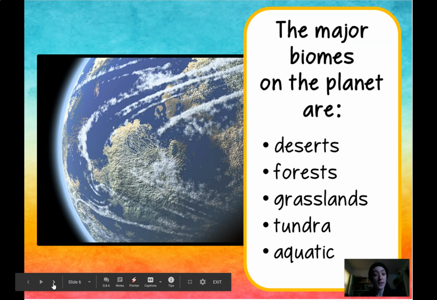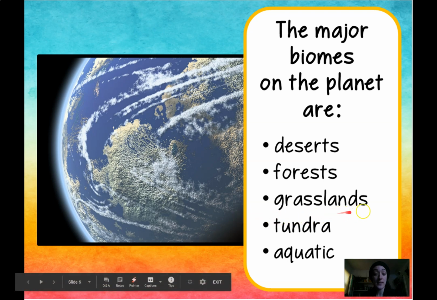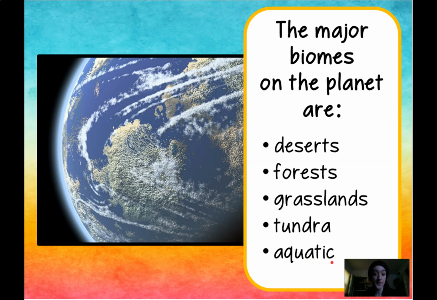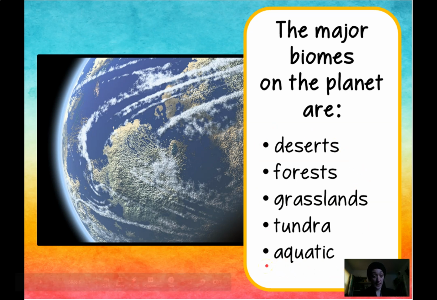Okay, and they are deserts, forests, grasslands, tundra, and aquatic, which is the ocean, lakes, rivers, everything in the water. Okay, so these are the 5 that we are going to focus on over the next 2 weeks. The deserts, forests, grasslands, tundra, and aquatic biomes.